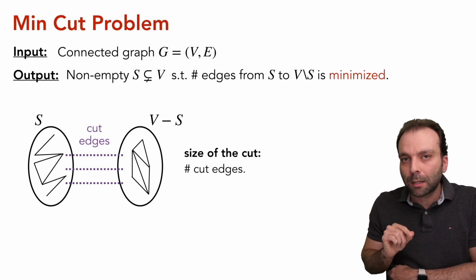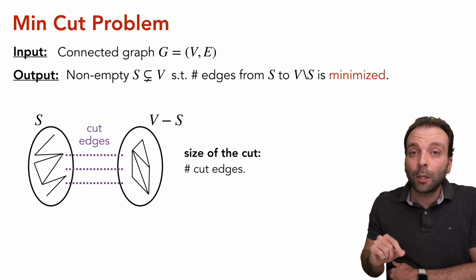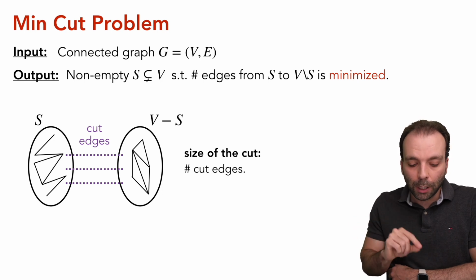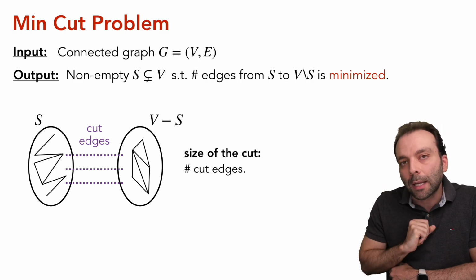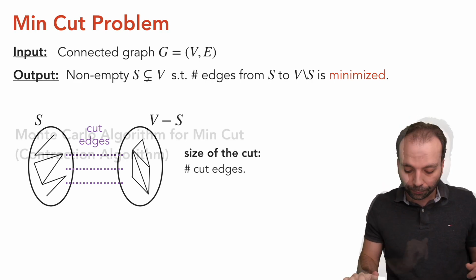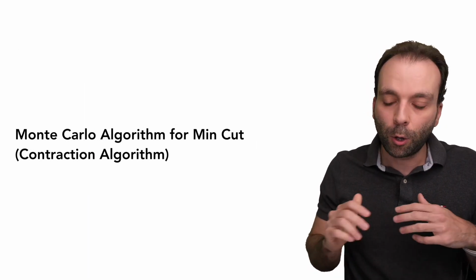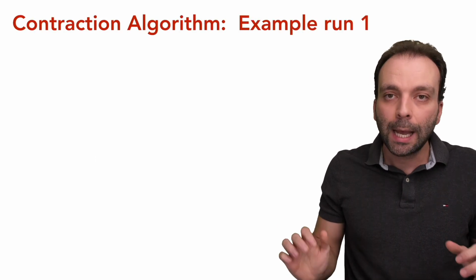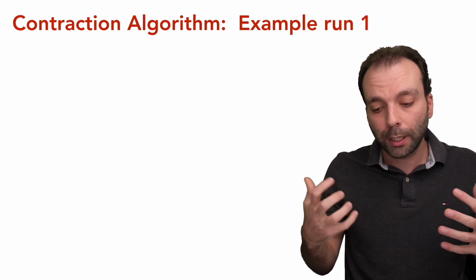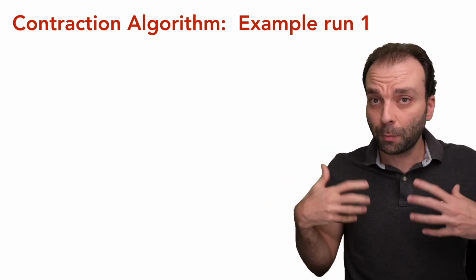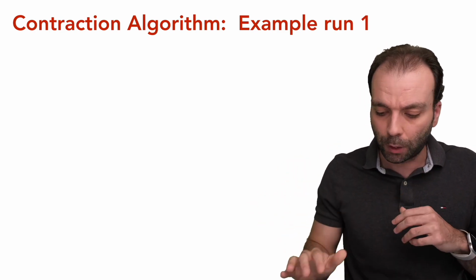I'm pretty sure that this algorithm is something you see in 451. What we're going to do here is not see that algorithm, but look at a simpler and elegant randomized algorithm for min cut. I'm going to show you a Monte Carlo algorithm for min cut. This is called the contraction algorithm. I'm going to demonstrate it by doing an example run. It goes iteration by iteration, and at every iteration we do the same thing, so it's relatively easy to understand.